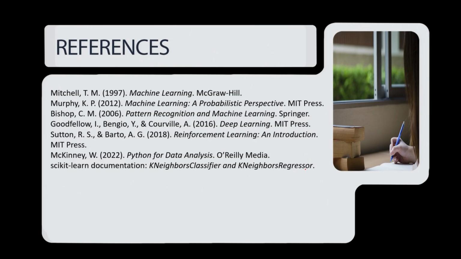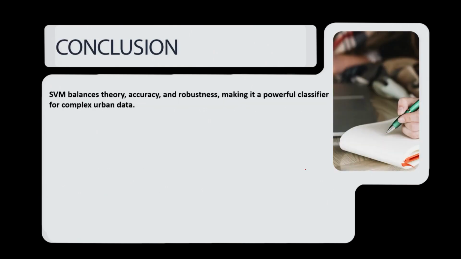So these are some of the references that we have used. To conclude, SVM balances theory, accuracy and robustness, making it a powerful classifier for complex urban data.